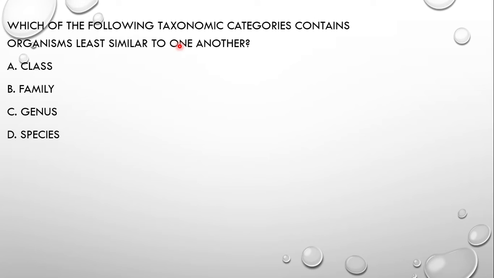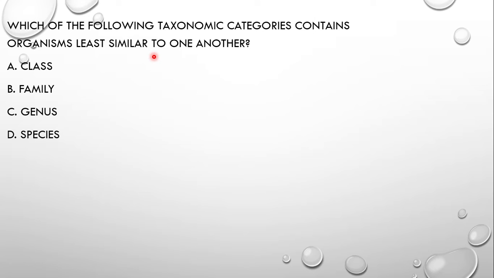Okay, so we have here a sample question. Which of the following taxonomic categories contains organisms least similar to one another? When it says least similar to one another, that means it is at the higher levels of taxonomy, the topmost or broadest. We have the domain, the kingdom, and then the phylum, class, order, family, genus, species. Okay, dear King Philip, come over for good spaghetti. So, which of the choices is higher? Class, family, genus, or species. Which is closest to the domain? Domain, kingdom, phylum, class. So, that means organisms that belong to a class are least similar to one another.